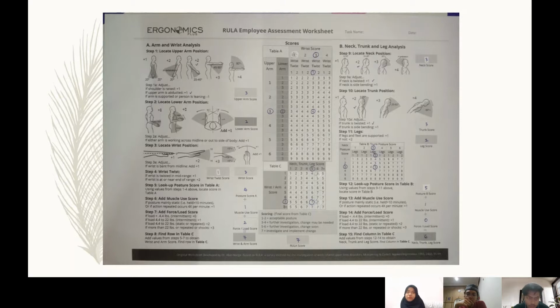Next is the second step, which is locating the lower arm position. For the second step, we have obtained the score of 2, and the degree of the arm position is between 80 to 100 degrees, and the arm movement is moving from left to right. This happened because the conveyor belt is located within the minimum arm reach of the cashier, which is left and right.